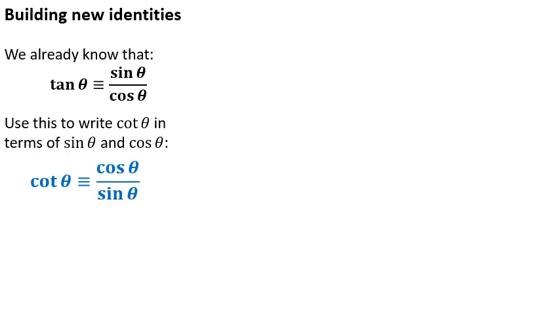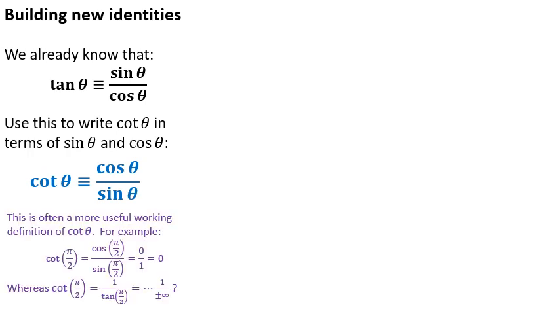Okay, hopefully you got something like this. If cot is 1 over tan, then it's the reciprocal of tan theta, which is the reciprocal of sine over cos. 1 over sine over cos is cos over sine. So you can see how tan theta's asymptotes correspond to cos theta's zeros, and cot theta's asymptotes correspond to sine theta's zeros.